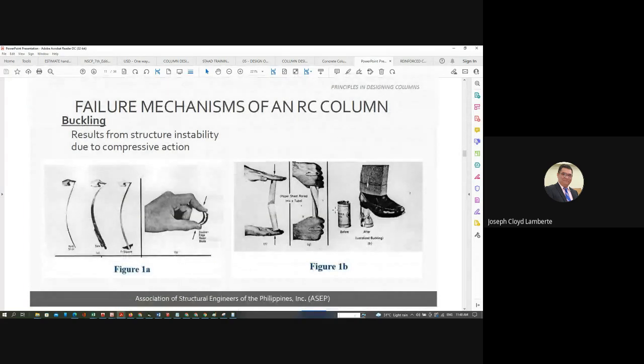So, failure mechanism muna siya, no? Kanang mabawag siya. So, gitawag nga buckling. This will result from the structure instability due to compressive action. So, mahimo siyang unstable. And when it becomes unstable, then tuloy-tuloy na niyang failure. Buckling. Basic buckling effect, ana siya. May tendency nga makakuan siya. Nasa torsion.